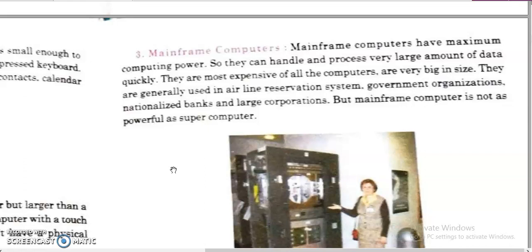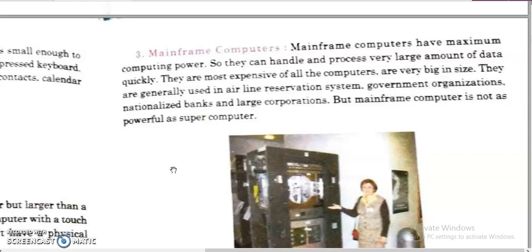Mainframe computers have maximum computing power, so they can handle and process very large amounts of data quickly. They are the most expensive of all the computers and are very big in size. They are generally used in airline reservation systems, government organizations, nationalized banks, and large corporations. But a mainframe computer is not as powerful as a supercomputer. So this is the next type of computer after the minicomputers.